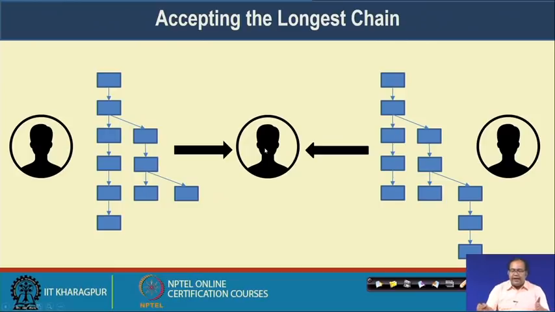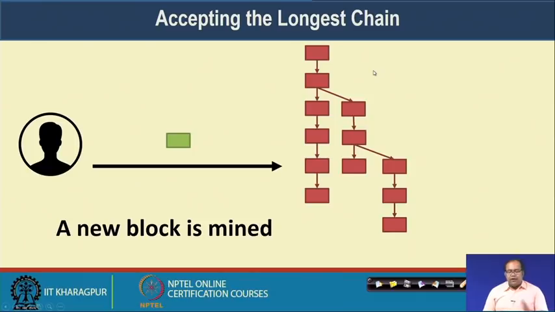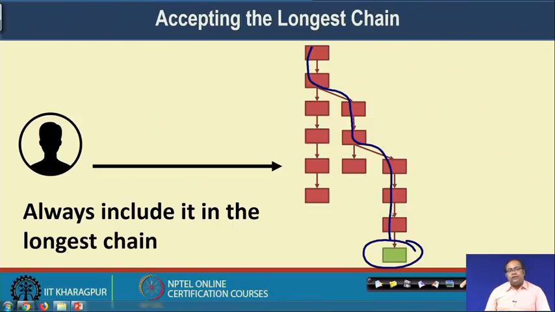Whenever this user gets 2 different versions of the blockchain, it always accepts the longest chain. So, this was the longest chain based on the current blockchain. It has a path length of 1, 2, 3, 4, 5, 1, 2, 3, 4, 5, 6, 7. It has the length 6. So, it will accept that chain. Now, whenever a new block is mined, that new block is always added to the longest chain. So, whenever the new block is mined, this particular chain is the longest chain, so the new block will get added to this longest chain.